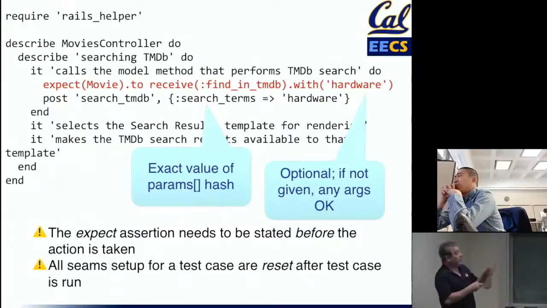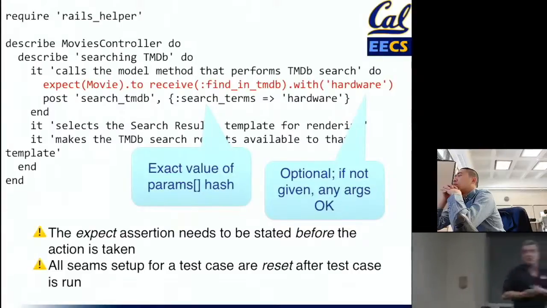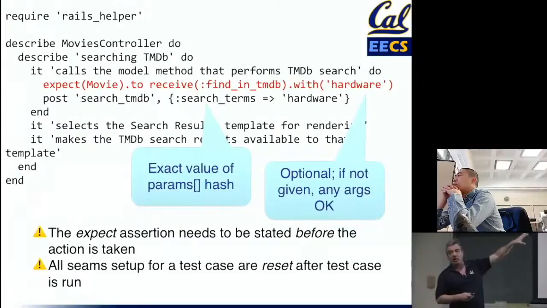I've basically said, at the place where find in TMDB exists in my app, if it exists at all, open up that seam and stick an observer in there so that for the purposes of the test, the real find in TMDB will not get called. In fact, I don't even care if it exists. I just want to know that something with that name got called with those arguments. And that's it. End of story.